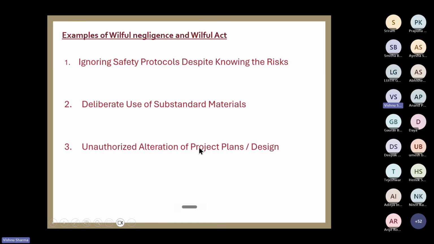Then unauthorized alteration of project plans. This is what many times contractors do. Designing or planning, they make unauthorized changes. The principal has not approved, but they apply shortcuts. They take shortcuts. They will ignore some of the cold testing process. I'll explain cold testing and hot testing. Cold testing is done during the erection stage. One motor is supposed to be tested first, then it is to be installed.